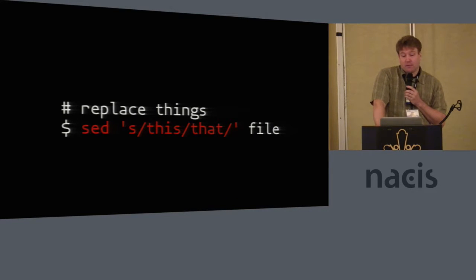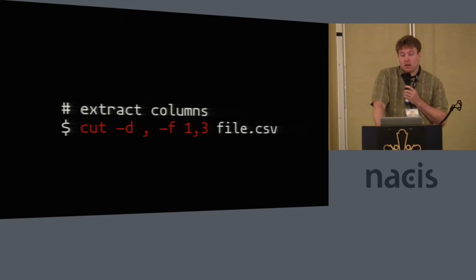You can replace stuff in a file using sed with a substitution, so substituting this and that. You can extract columns from a CSV using cut, where you can pick a delimiter, which is our comma in this case, and we want the first and third fields.